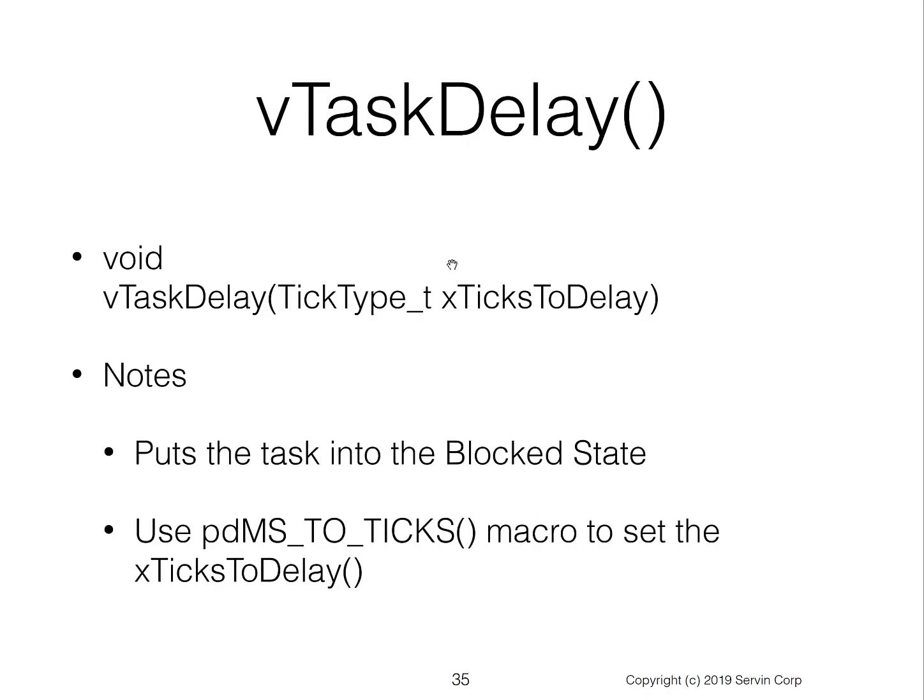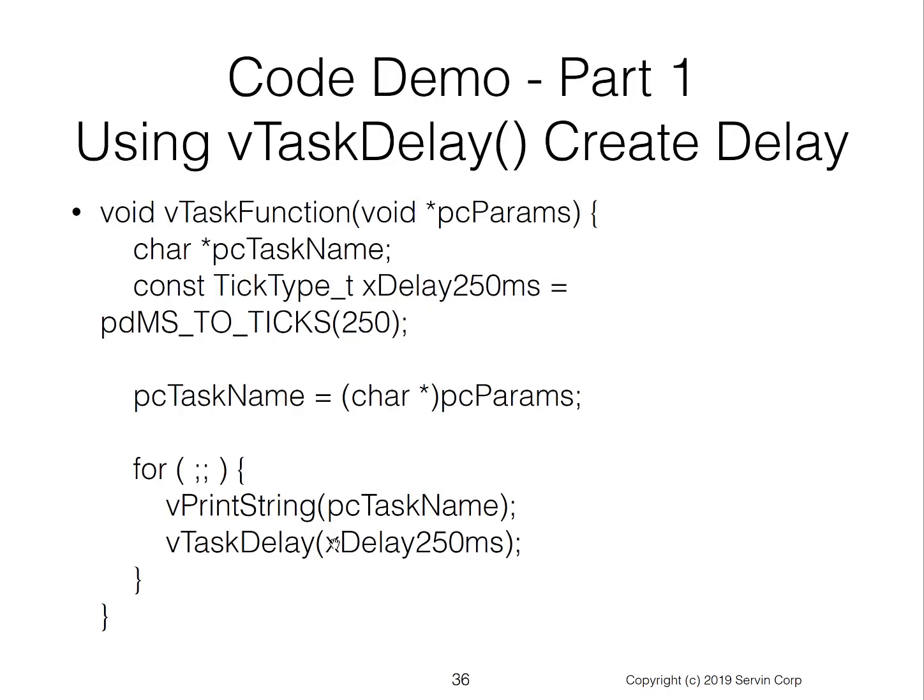In fact, one of the best ways to demonstrate going into the blocked state is using vTaskDelay. So when you call vTaskDelay, you give it how many ticks you want to delay, and this is the classic way to put yourself into the blocked state. This would be a temporal or time-based time of being in the blocked state. And again, we can use this pdMS_TO_TICKS macro to set what the tick delay should be.